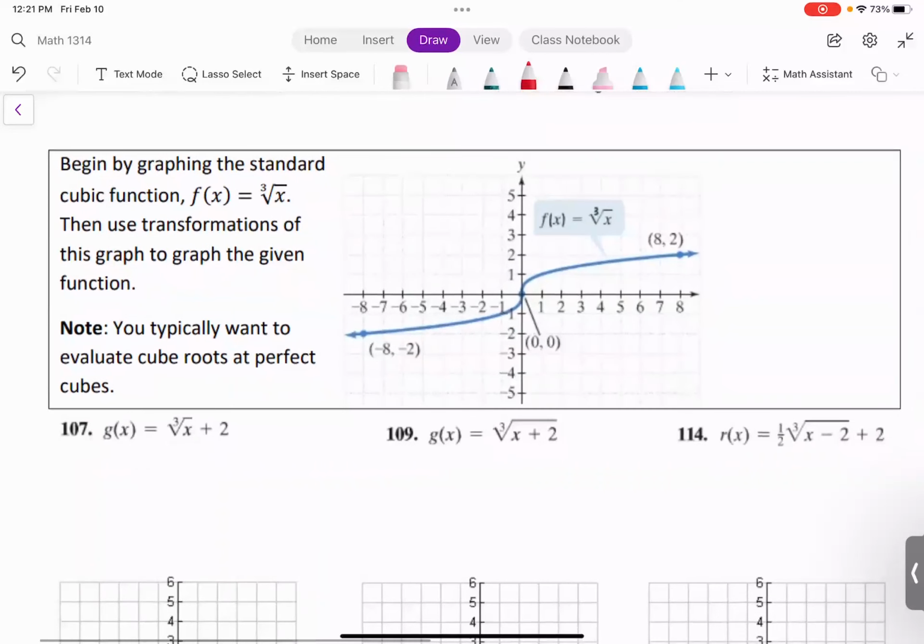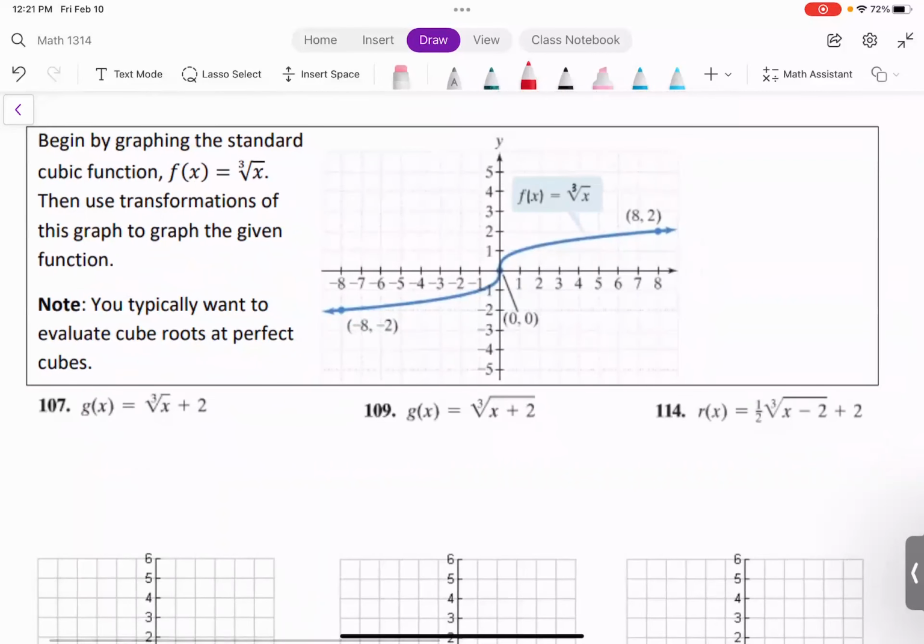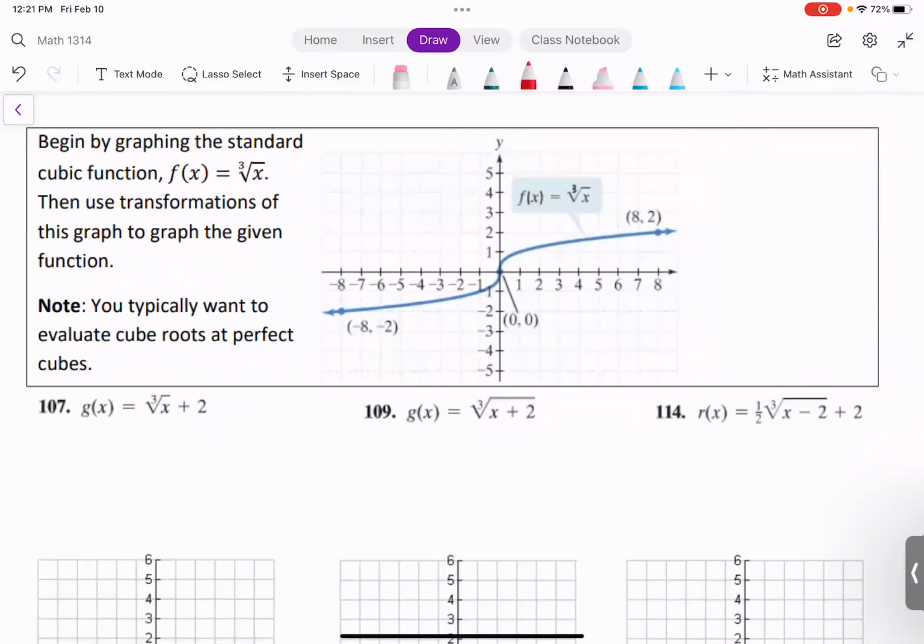Okay, let's see the next one. Graph the cube root function. f of x equals cube root of x. I shouldn't say cube function, I should say cube root function. Okay, f of x equals cube root of x.